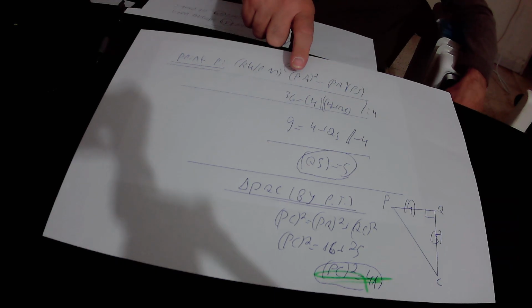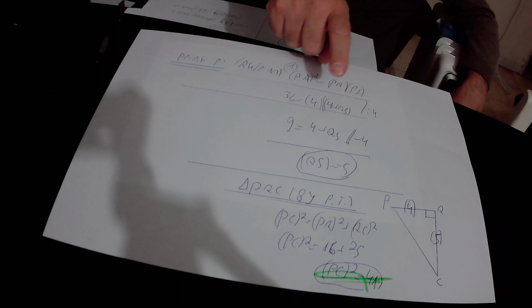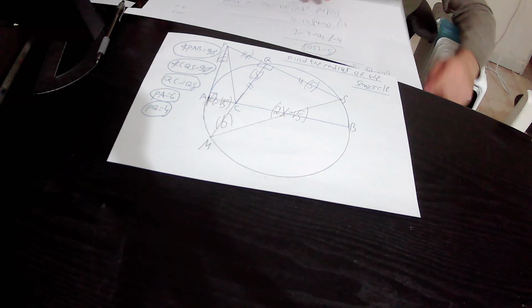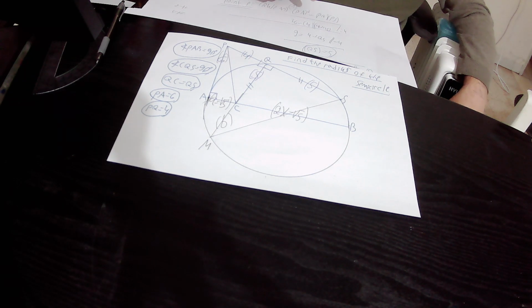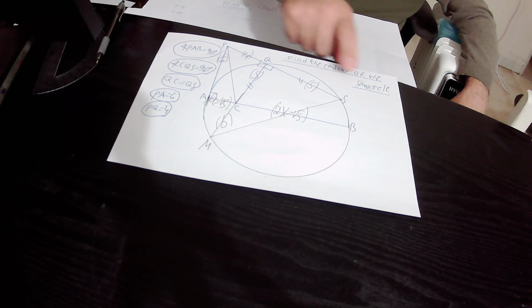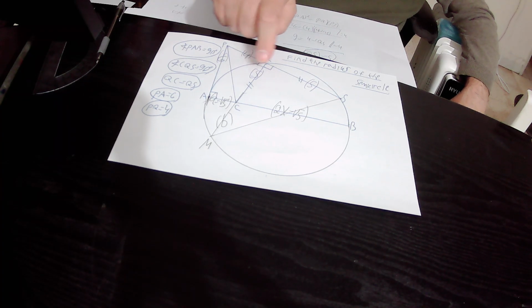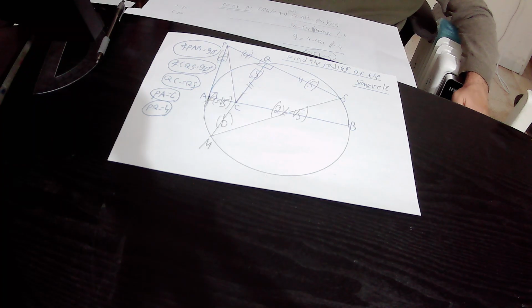Here we divided this equation by 4, and found that 36 over 4 is 9. So 9 equals 4 plus QS. Here we subtracted 4 from this equation, and finally found that QS equals 9 minus 4, that is 5. This line segment QS equals 5 units in length. Because it is given that QS equals QC, and QS equals 5, therefore QC must also equal 5 units in length.